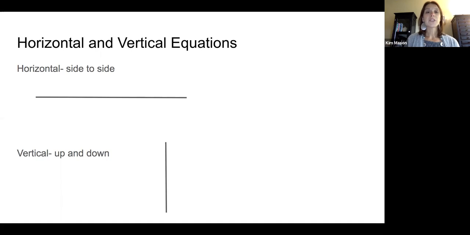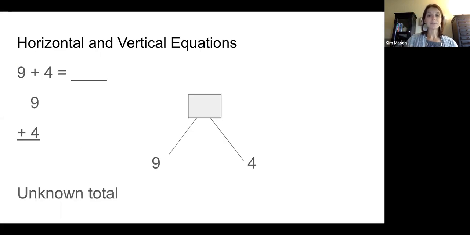When we use the terms horizontal and vertical for equations, it means the direction. Horizontal means side to side. When you're in art class, we talk about the horizon line. That's going across. So we can write equations going across. We can also write them vertically. That is up and down.